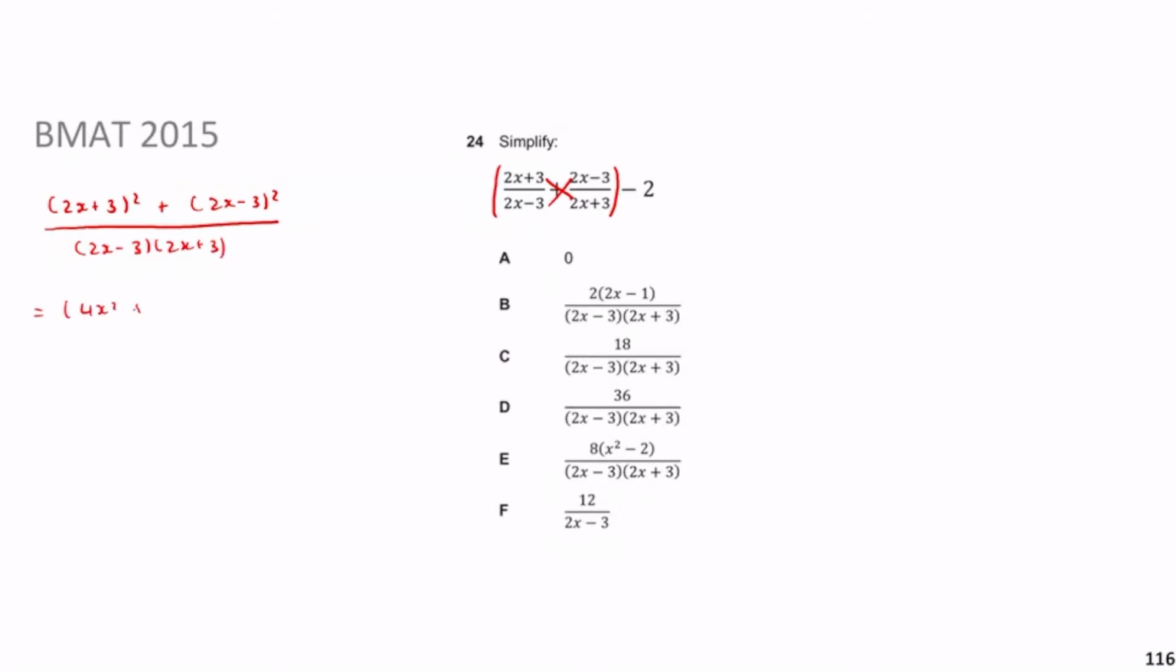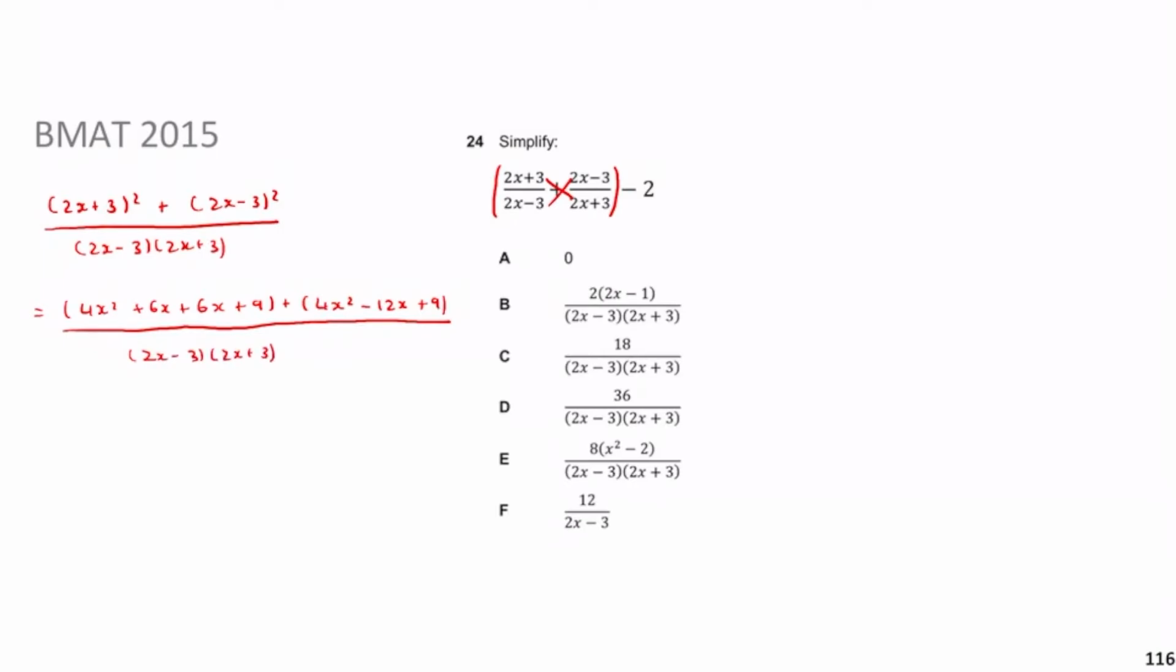And then if you do a bit of algebra, you're going to get 4x squared plus 6x, plus another 6x actually, and then you're going to get plus 9. And then plus, for that one over there, you're going to get 4x squared again, but this time you're going to get minus 6x and another minus 6x, so basically a minus 12x, plus 9, all over (2x - 3)(2x + 3).